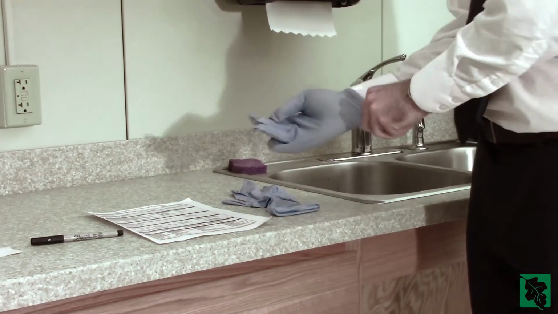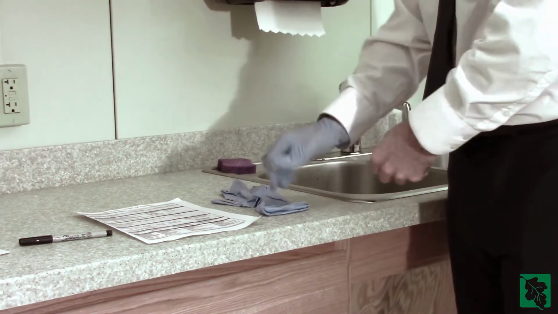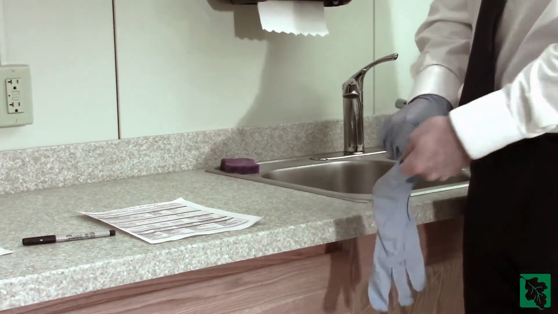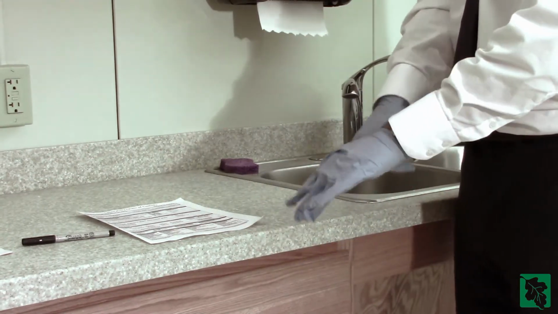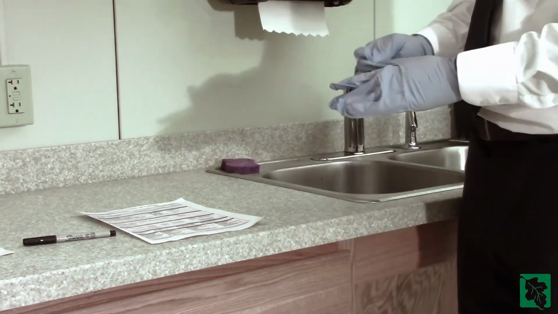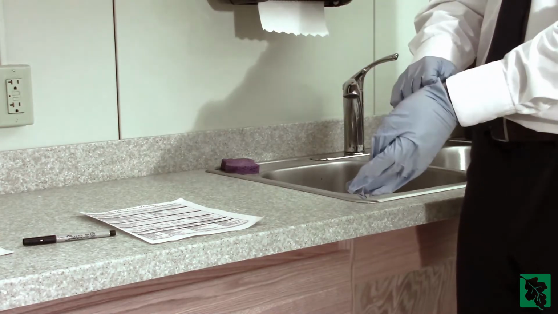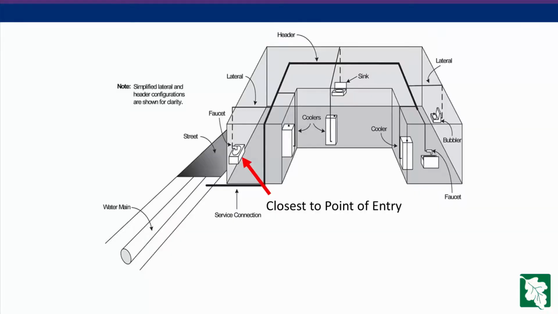Non-latex or nitrile gloves can be worn to prevent risk of exposure to the nitric acid preservative that may be in the bottles. If you do wear gloves for the sampling event, it is not necessary to change the gloves in between sampling locations. Make sure no water has been drawn from the outlet before you collect the sample.